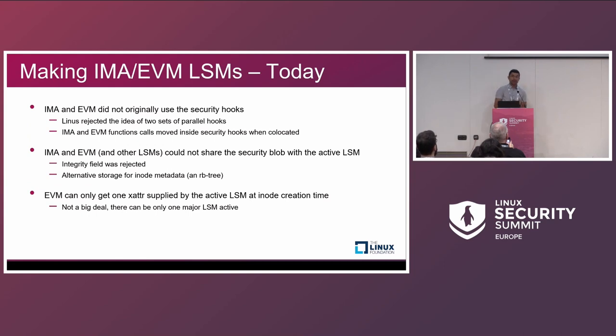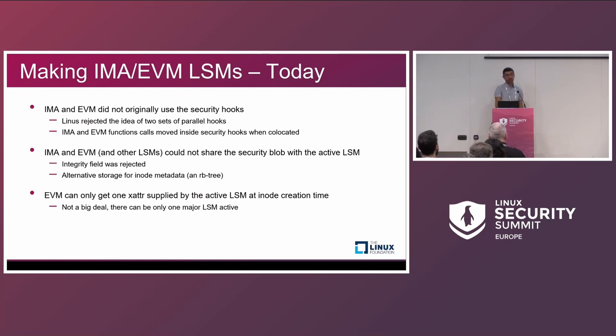So originally, when IMA and EVM were going to be upstreamed, there were some technical issues that prevented them from being regular LSMs. One of them is that the security framework was already used by SELinux, Smack, or AppArmor, and could not be shared with integrity. So Linus rejected the idea of adding another set of hooks. And also there is the problem that IMA and EVM need to store the integrity state in the inode, but the security blob was already used by the active LSM.